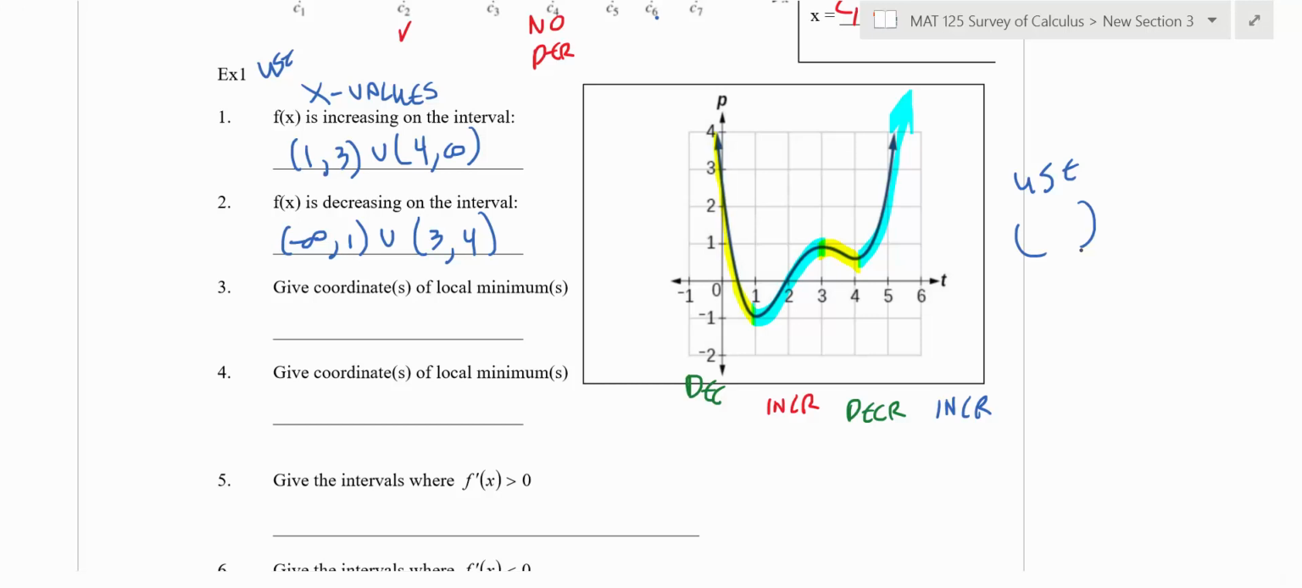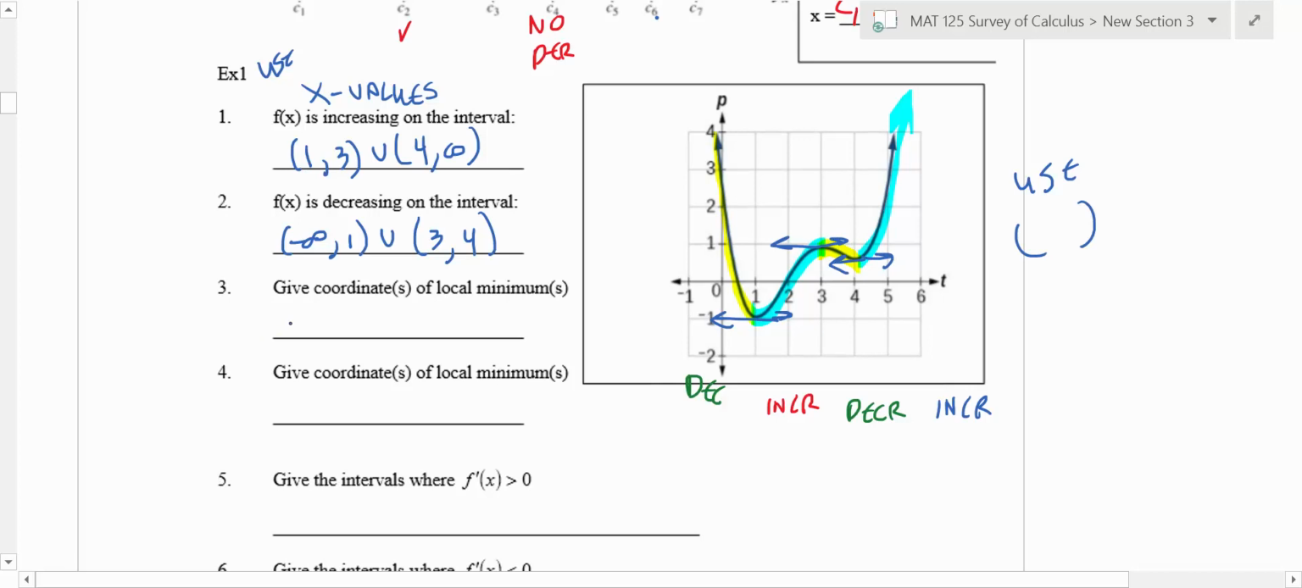That's important because at the point x = 1, the derivative is equal to 0. Okay, so it's kind of neutral. It's not considered increasing or decreasing. Okay? All right, now where would be a minimum, a local minimum?